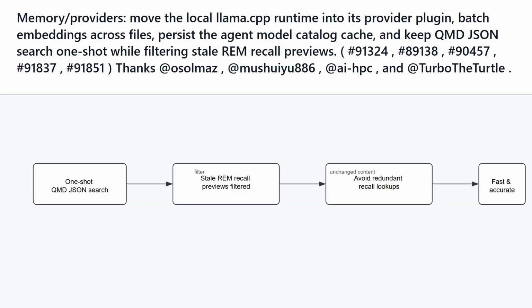QMD JSON search remains one shot per query. Stale REM recall previews get filtered out during recall. The system avoids redundant recall lookups for unchanged content. This keeps search responses fast and accurate.